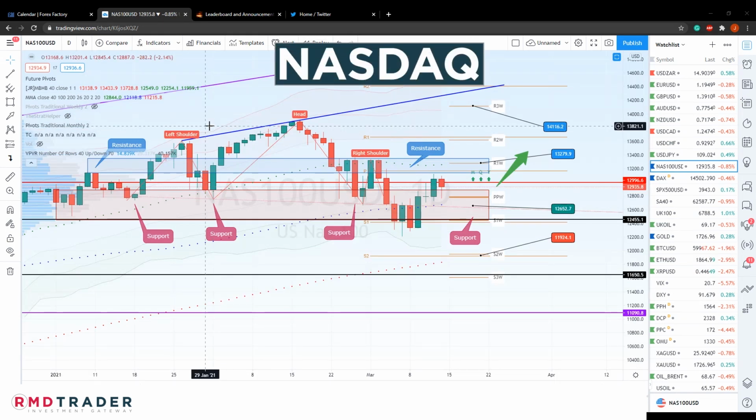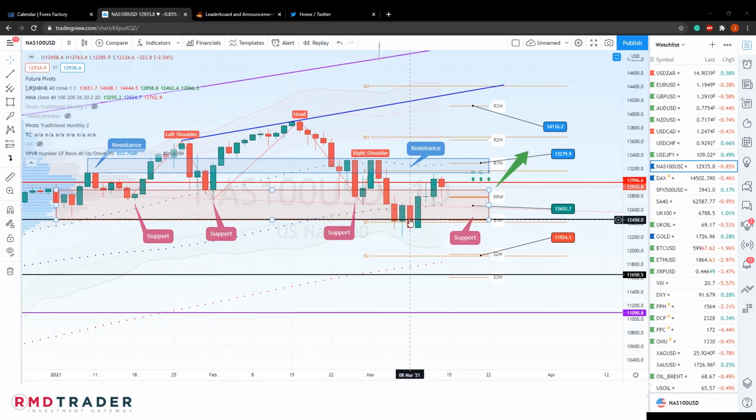Having a look now at the NASDAQ 100. As you can see, we are still in an uptrend with the yearly, quarterly, and monthly price all pointing up. There is a head and shoulders pattern that could potentially be setting up, but as long as we remain above this daily 100 SMA, and that's above 12,650, the trend does remain up.